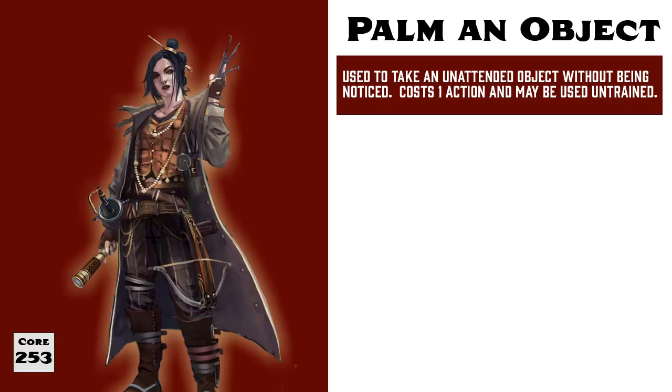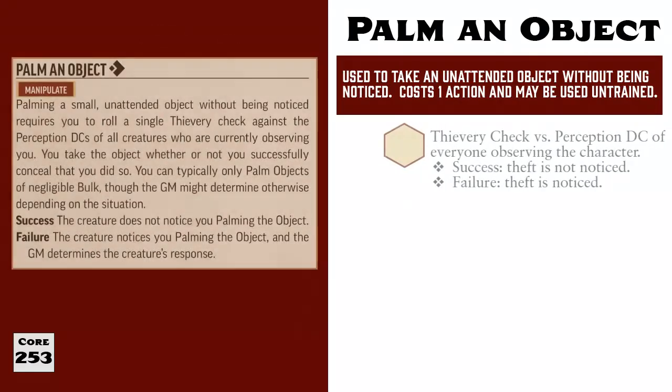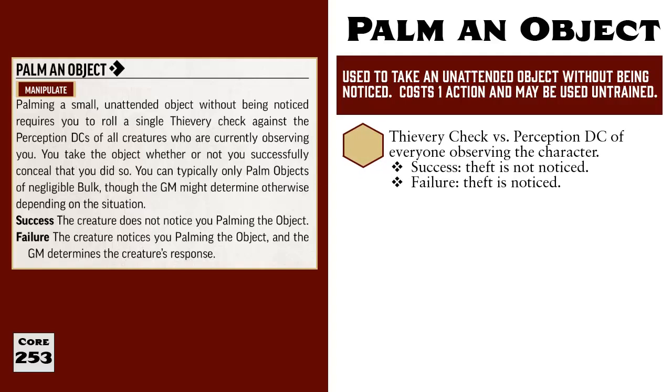The first Thievery action is called Palm an Object and is used whenever a player wishes to pick something up without being noticed. For example, they try to take an item from a store without the shopkeeper catching them. To do this, the player rolls a Thievery skill check which is contested by the perception DCs of everyone within view of the theft. If the player succeeds, then that creature does not notice them taking the item. If they fail, then the creature notices and it's up to the GM to determine how they act.